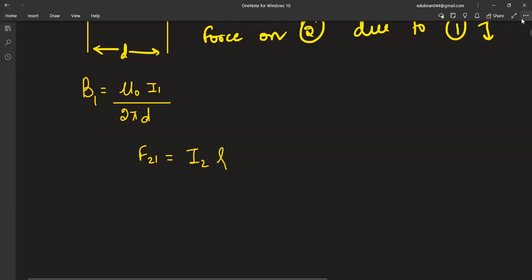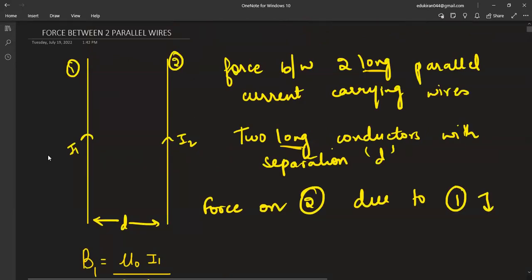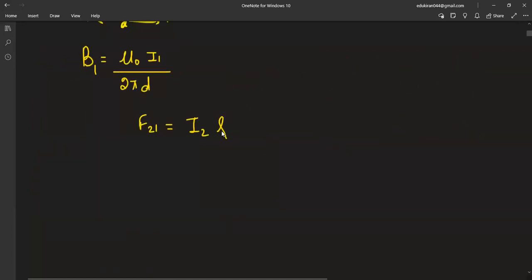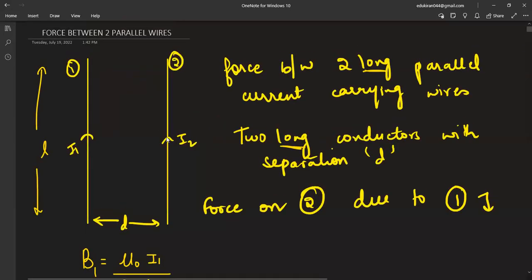Length of both the wires will be the same in these types of questions. Always remember the length of both the wires will be the same. They will never give you wires of two different lengths. That is not in your syllabus, not even for your entrances. Now, the problem here, class, is that this wire won't be generating a magnetic field for itself. The force on this wire, on two, will be because of the magnetic field of the first one.